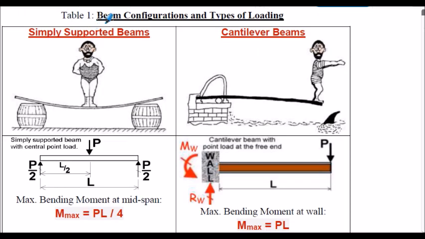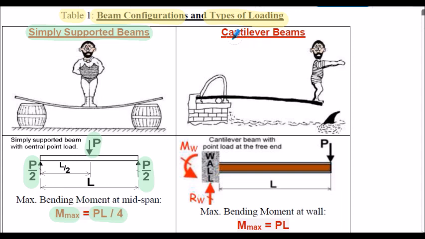Here's an extract from table 1 of our notes showing the beam configurations and the types of loading. On the left hand side again we have our simply supported beams. In this case applied load in the middle from the person standing in the middle of the beam, and this is reacted at the ends of the beam. And if we want to calculate the maximum bending moment which would occur in the middle of the beam, the maximum bending moment is given here as PL divided by 4. P is the applied load and L is the length of the beam.